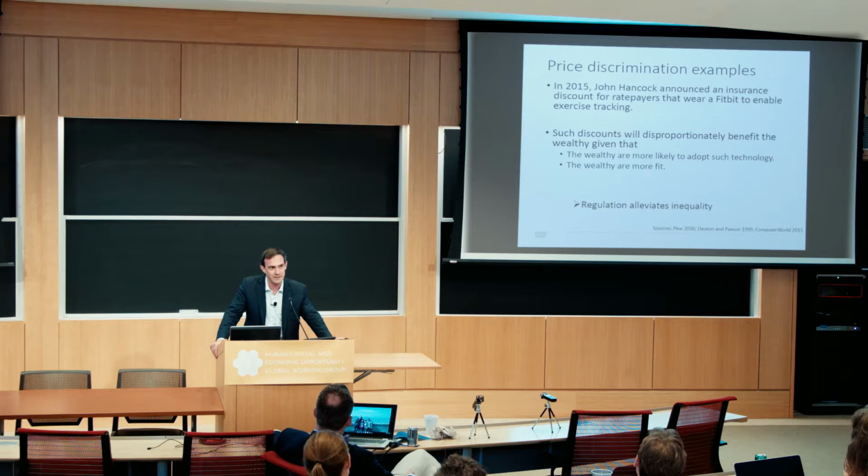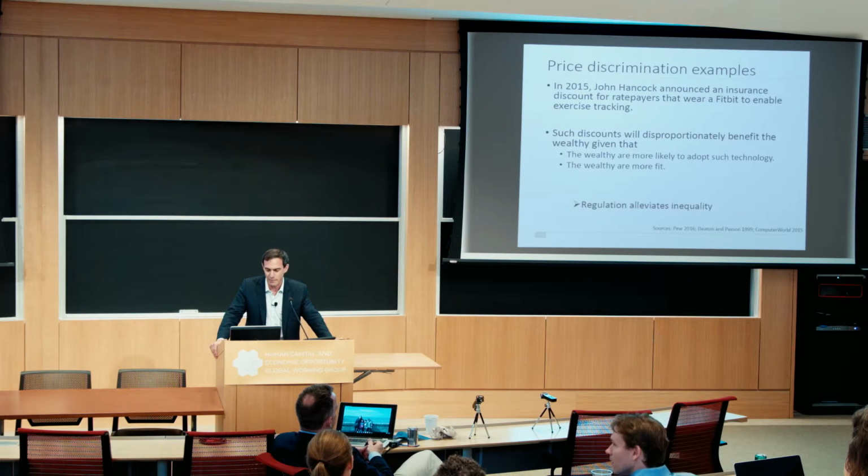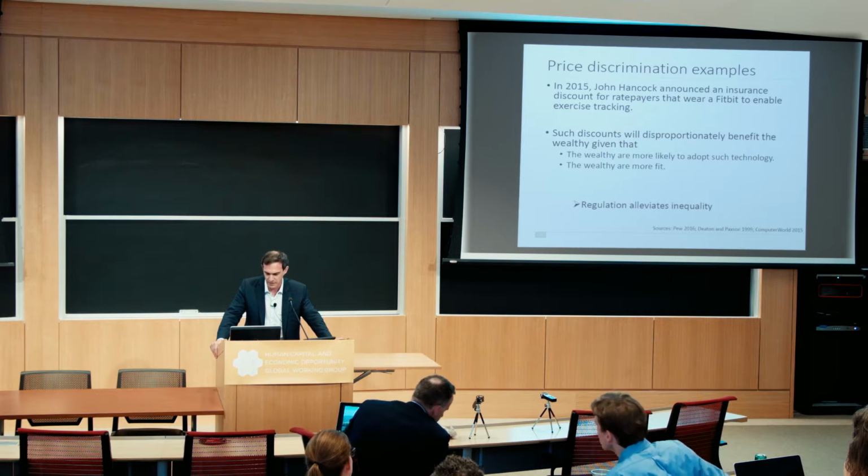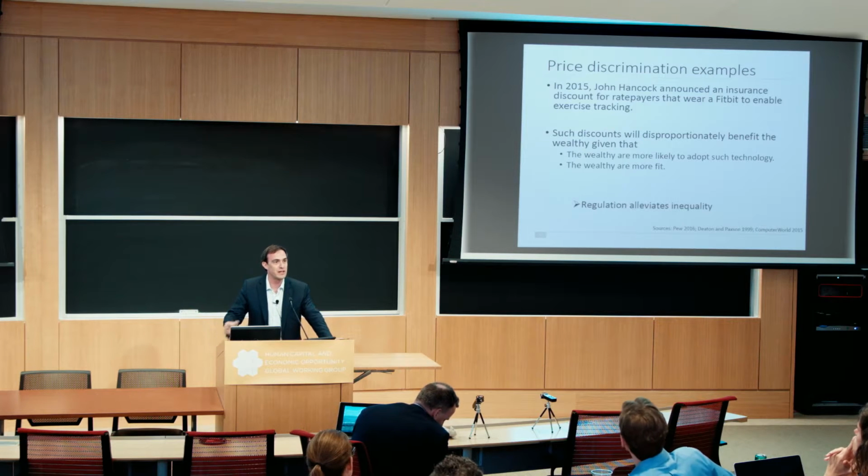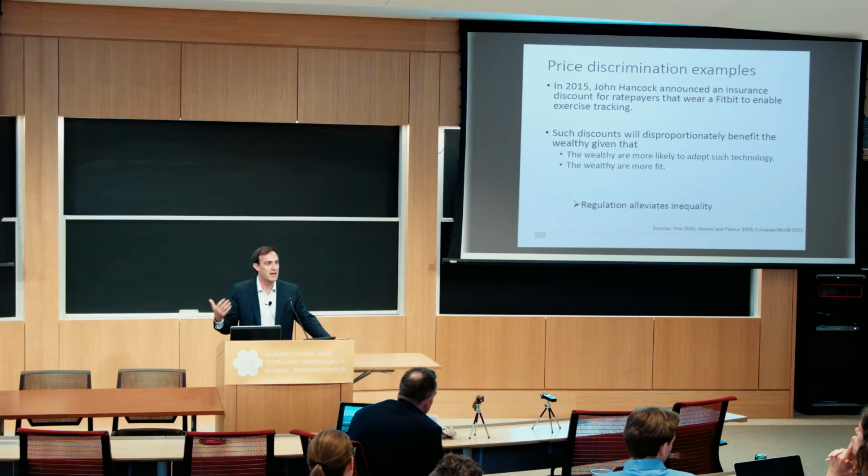But these kinds of benefits benefit the wealthy, right? They're more likely to adopt such technology, and in terms of fitness, they're more likely to care about a Fitbit and want it. Okay? So here's a regulation that would restrict the information flows, which would alleviate inequality.